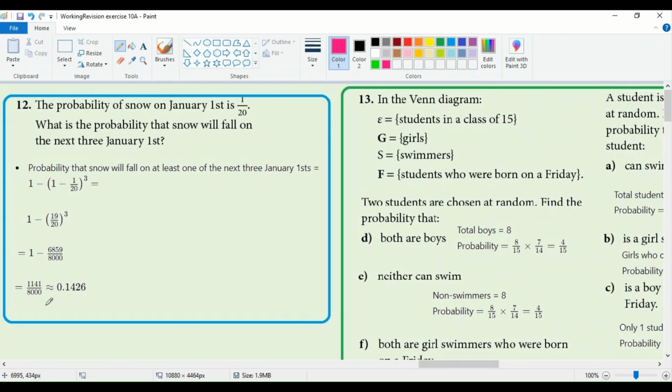Next comes the question: the probability of snow on January 1st is 1 over 20. What is the probability that snow will fall on at least one of the next three January 1sts? It is 1 minus, as we learnt in exercise 4. So it's going to be 1 minus 1 over 20 to the power of 3. That means 19 over 20 to the power 3, subtracted from 1, and you're going to get this answer, which is in the book itself.